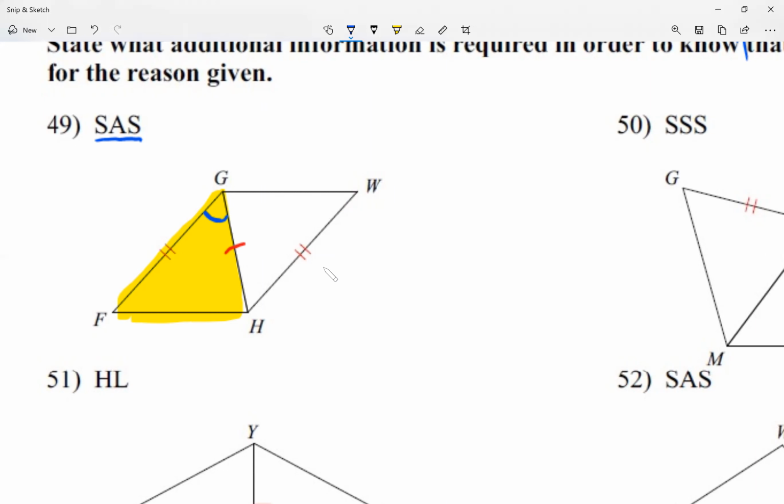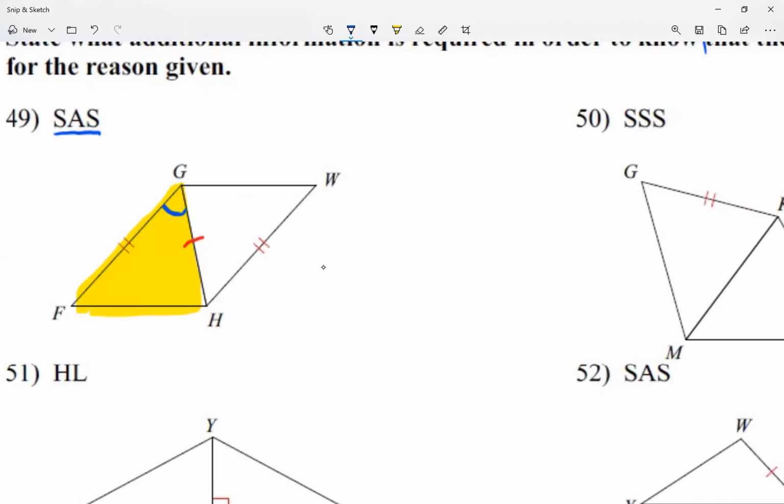I have to use 3 letters. So I'm going to call this angle FGH. I have to use 3 letters. I cannot call it angle G because there are multiple corners at G. If you were to say G, which G are you talking about? That one, this other one? Which one are you talking about? Okay, so there.